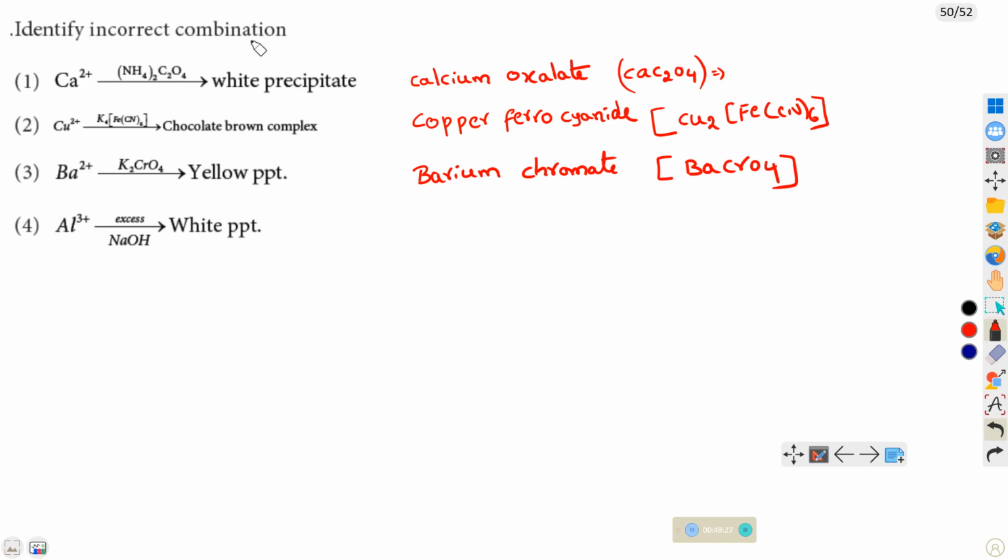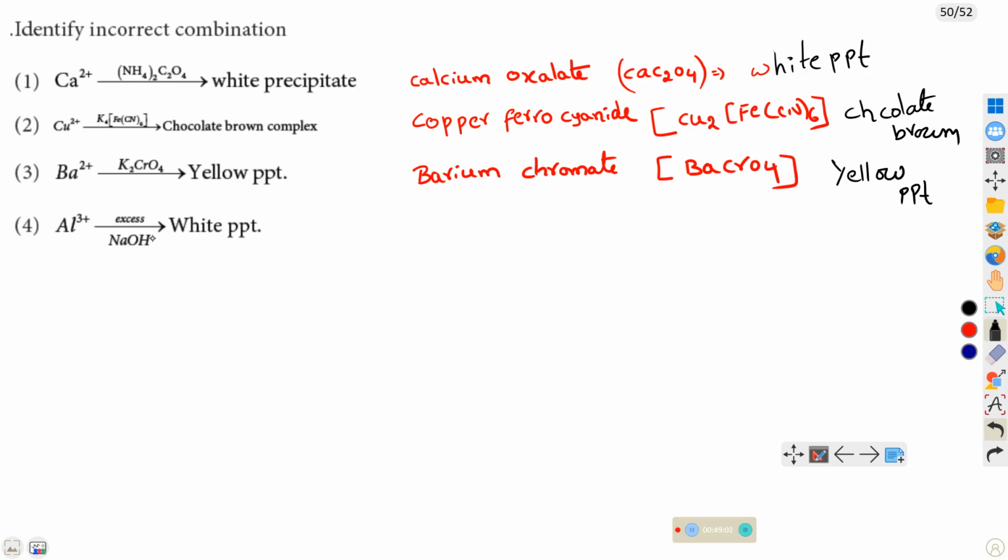Identify the incorrect combination. Calcium combines with ammonium oxalate, then it gives a white color precipitate. Yes, white precipitate is possible. That is calcium oxalate, white ppt. Copper reacts with K4[Fe(CN)6], then it gives a chocolate brown color complex. Yes, this is the chocolate brown color complex. Barium reacts with K2CrO4, then it gives barium chromate. Barium chromate is a yellow color precipitate.